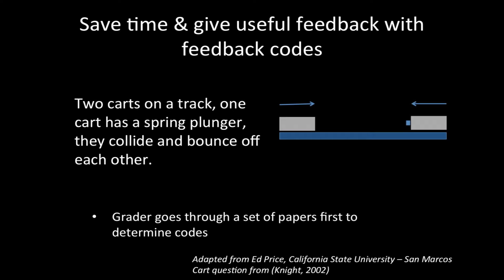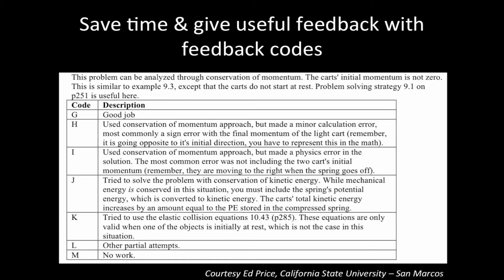So what you do instead is have your grader go through a set of the student papers first and see what some of the common mistakes are that students are making. And then use those common mistakes to come up with feedback codes. So here you can see is an example of feedback codes for this problem. They're very specific to the problem, although they don't necessarily have to be. It depends on your particular course.